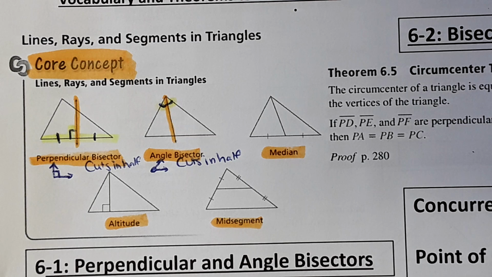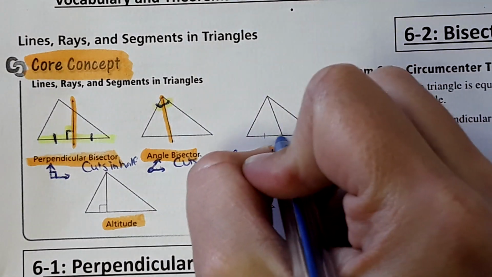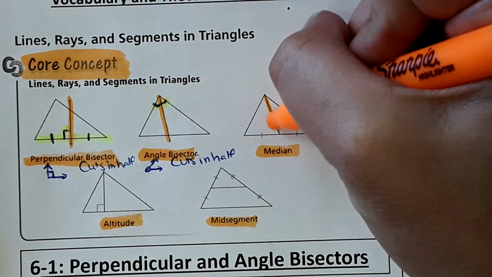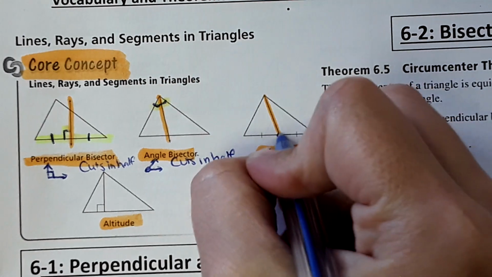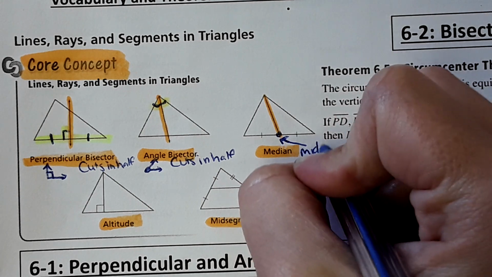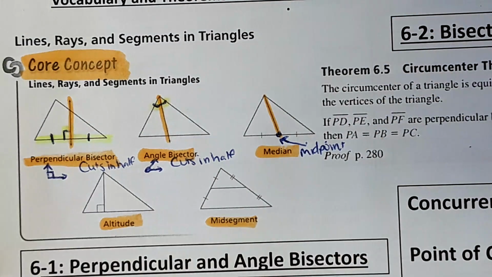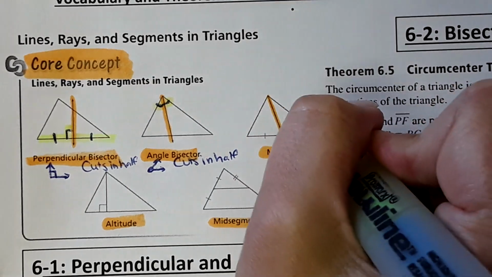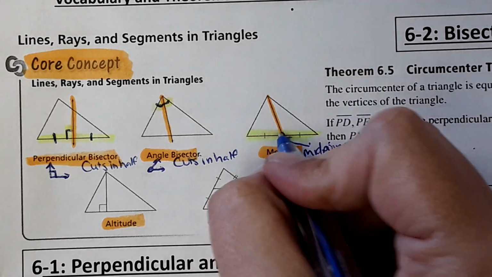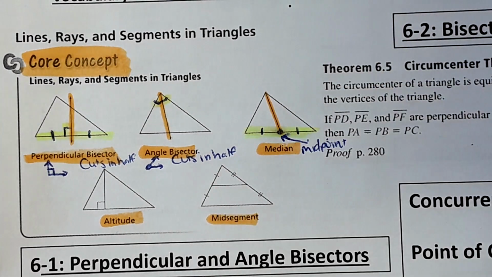Then we have median. You've seen this word in different ways before, like the median of a road or the median of a set of numbers would be the middle. It means the same thing here, but it's specifically the middle of this segment here. The median goes from the corner to the midpoint right here. So this is the midpoint of the line. And as you can see, because this is a midpoint, then this is the same length as this.